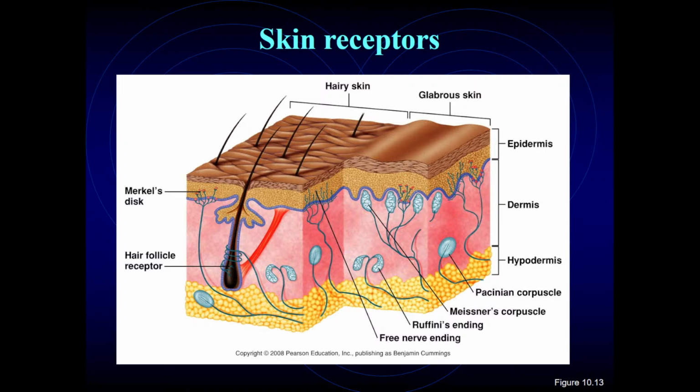Look at this slide. Here we can see the location of different skin receptors: Pacinian corpuscles, Meissner's corpuscles, Ruffini endings, free nerve endings, Merkel's disc. These are skin receptors.